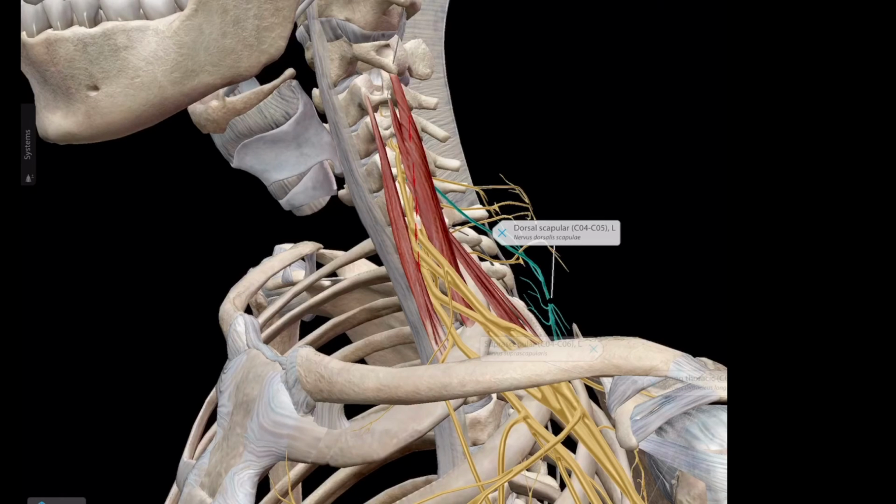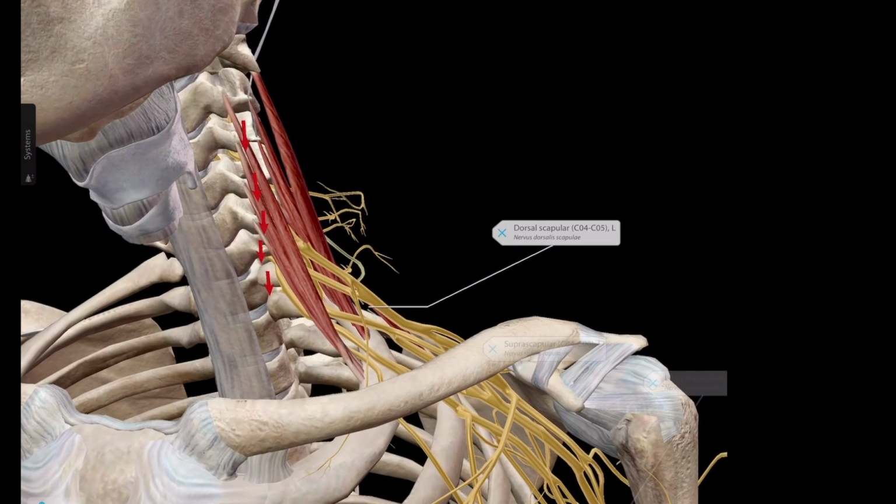Another important nerve is the suprascapular nerve, and this actually originates from the superior trunk, and it receives fibers from C5 and C6, and this innervates the supraspinatus and infraspinatus muscles as well as the shoulder joint.